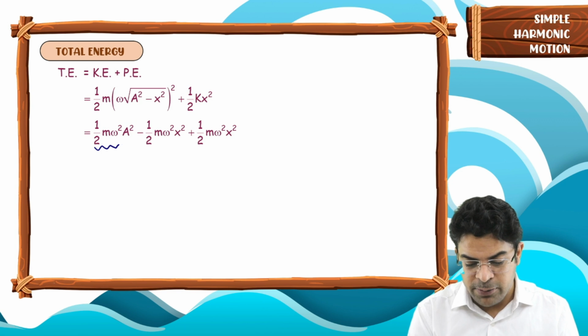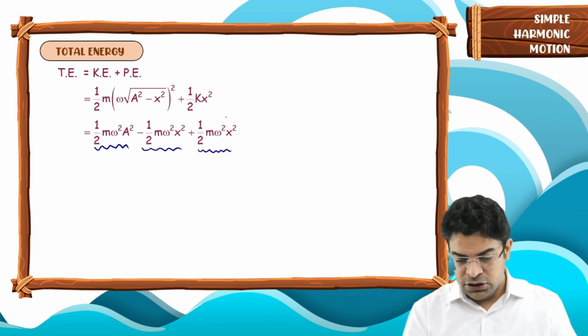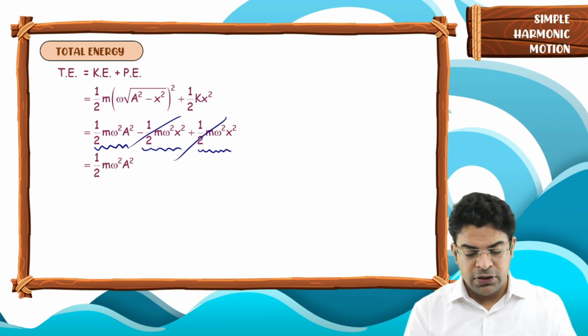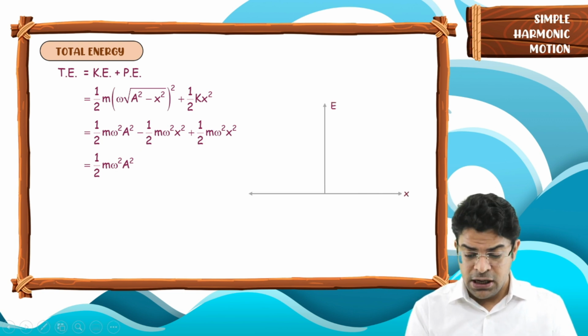So you get half m omega square a square minus half m omega square x square plus half m omega square x square. So these two parts get cancelled. So what you get, total energy, is equal to half m omega square a square, which is the same as half k a square.